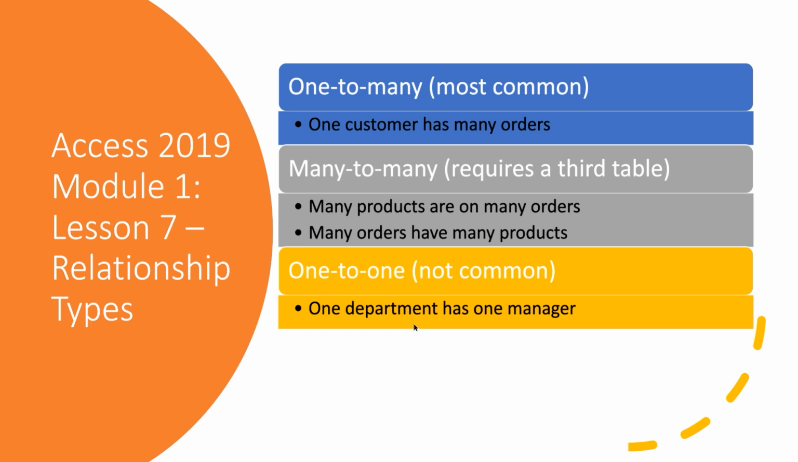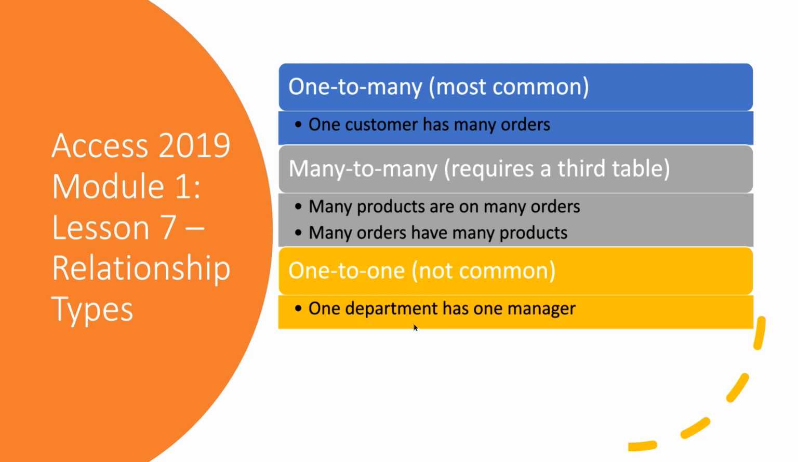The many-to-many relationship cannot be created naturally in Access, meaning there's no way you can take 2 tables and create a many-to-many relationship. You have to have a third table, and it's normally called a junction table. So really, a many-to-many relationship is 2 different one-to-many relationships connected by a junction table. So many products are on many orders. Many orders have many products. That's kind of the English language version of a many-to-many relationship.